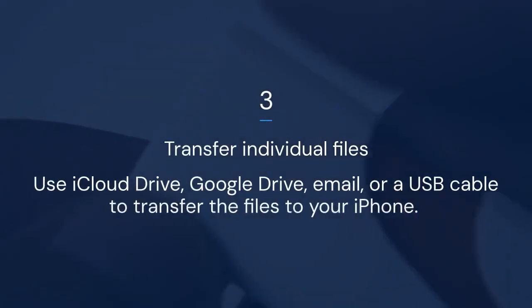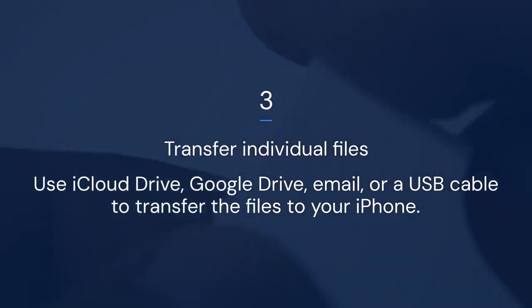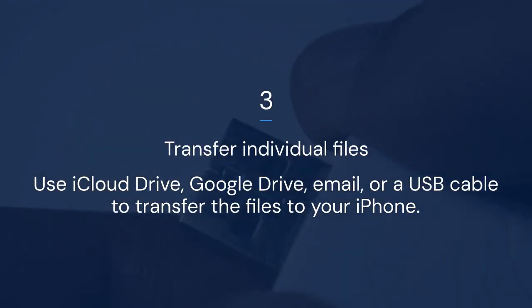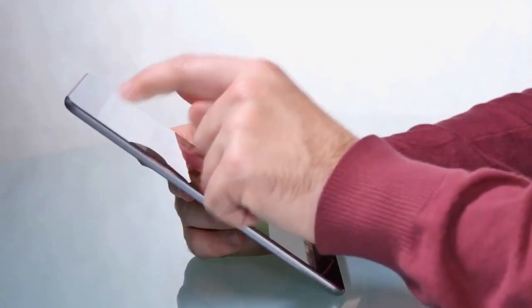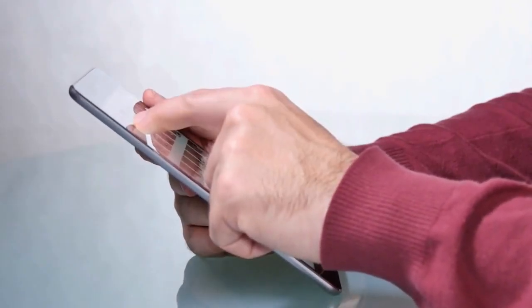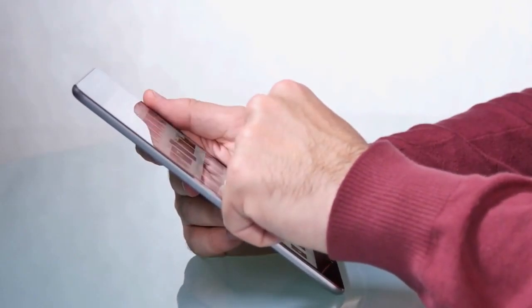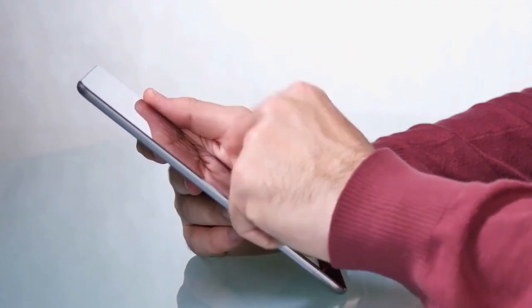3. Transfer individual files. Once you've extracted the files on your computer, you can transfer the specific files you need to your iPhone. You can do this through various methods, such as using iCloud Drive, Google Drive, email, or even a USB cable. Remember, you can't transfer and run macOS applications directly on your iPhone. You can only transfer compatible files like images, documents, or videos that were contained within the DMG.